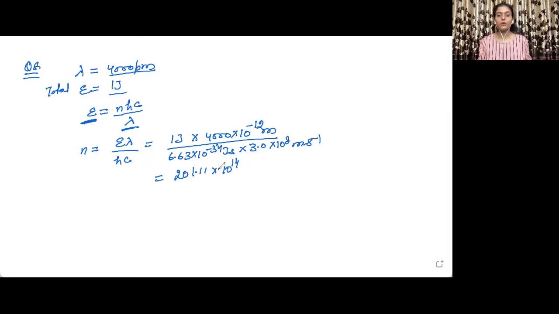So this will be the number of photons that will be required to produce this much of energy, that is 1 joule of energy, if the wavelength is 4000 picometer. So it can be written in the scientific notation. Right now the decimal point has been moved to the left hand side, so the power will be added. So now let us move into question number 9.